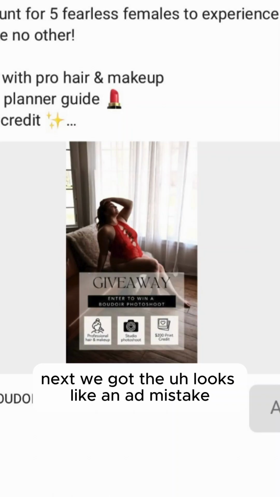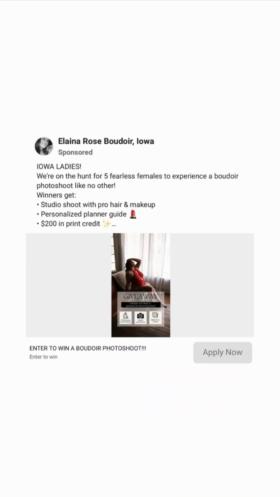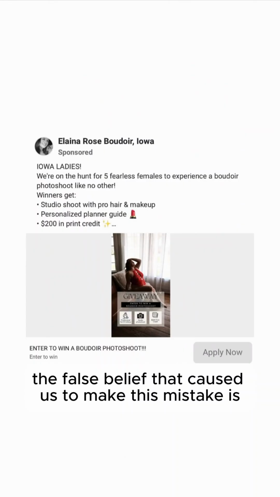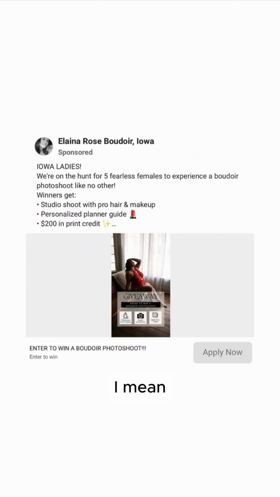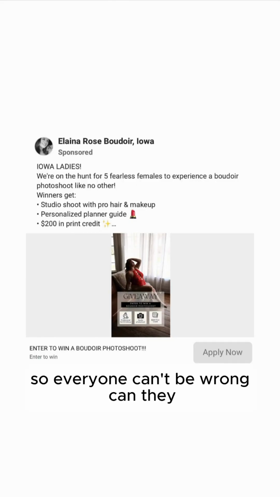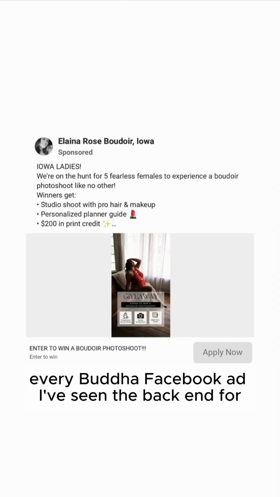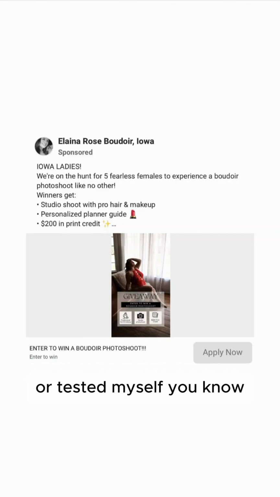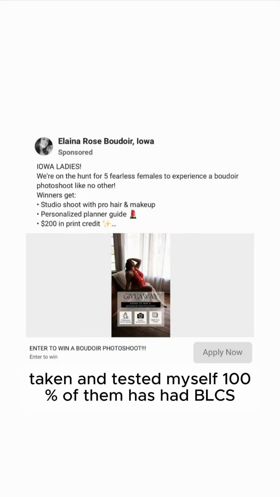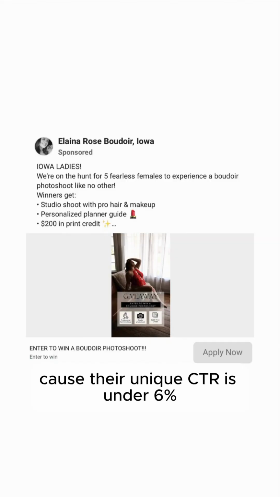Next, we've got the looks-like-an-ad mistake. So our photo or ad creative looks like an ad. The false belief that causes us to make this mistake is, we see all the other Boudoir Facebook ads around us. They all look like ads. So everyone can't be wrong, can they? Well, every Boudoir Facebook ad I've seen the back end for or tested myself, 100% of them have had BLCS, Boudoir low click syndrome, because their unique CTR is under 6%.